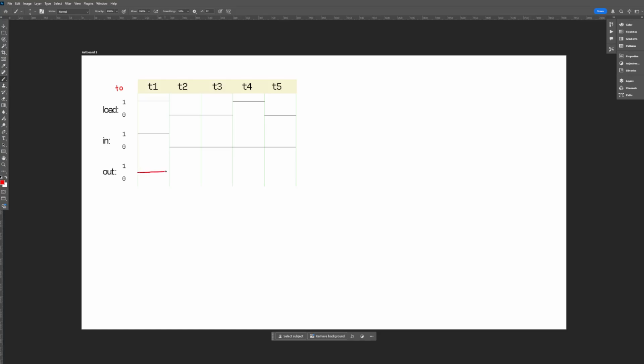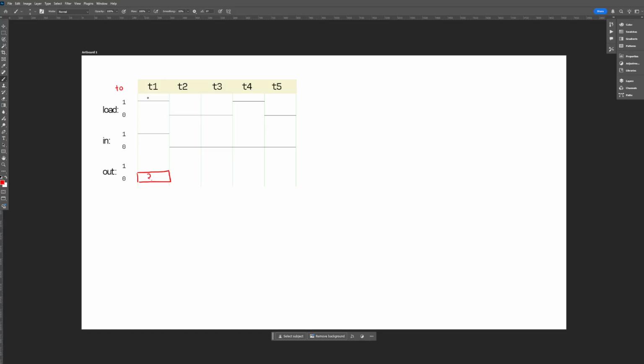going to put a little question mark in this T1 because we're not sure what came before. Now, when we are looking at the load, we should be asking ourselves, is the load telling us if new data should be written? And then whatever that new data is will be based on what the input is.